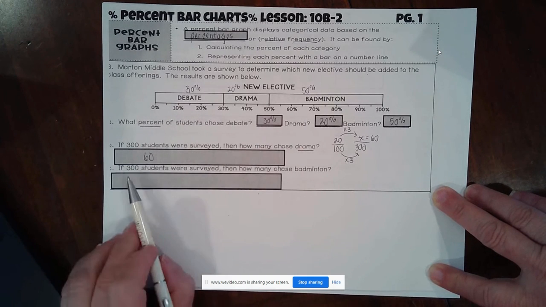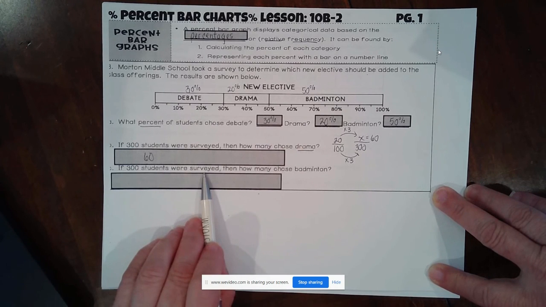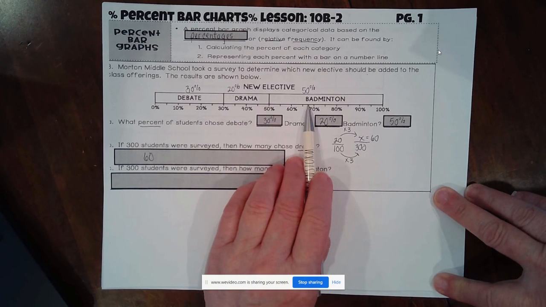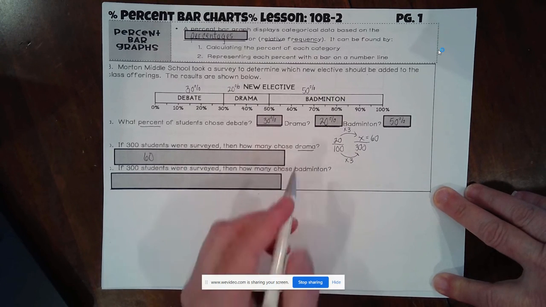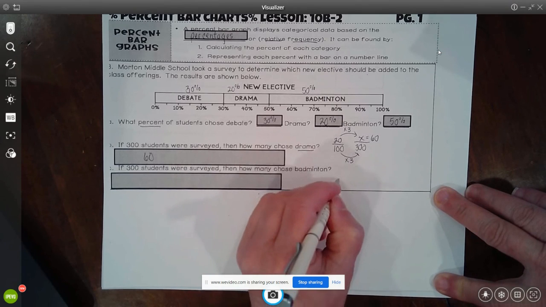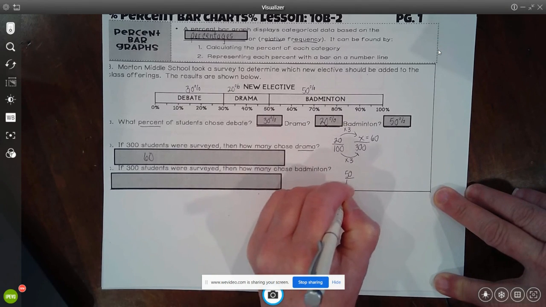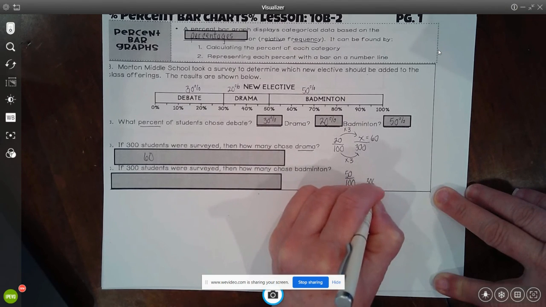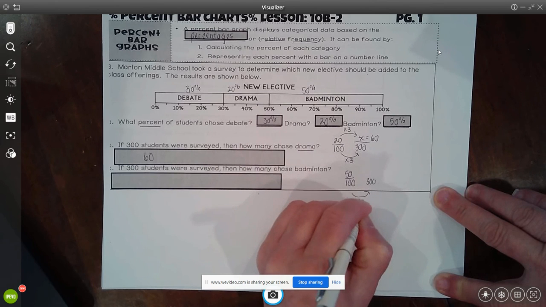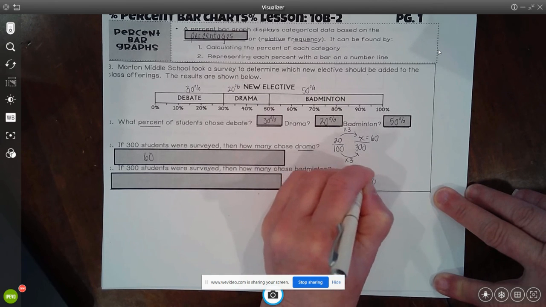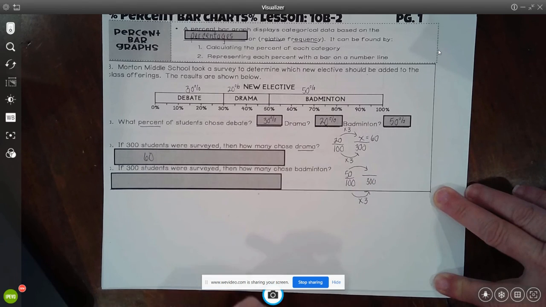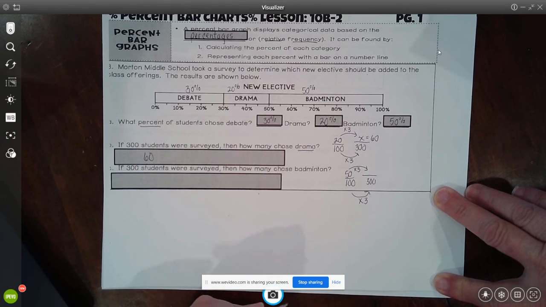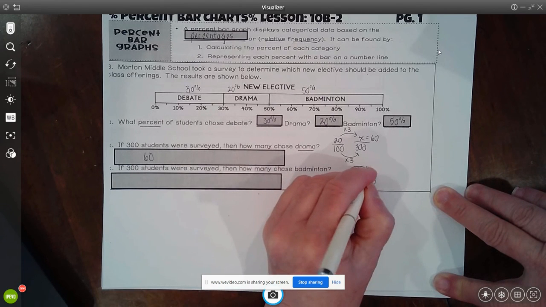The next one is, if 300 students were surveyed, then how many chose badminton? Well, badminton is pretty easy because it's 50% of 300. A lot of you can do that in your head, but I'm going to go ahead and write 50% over 100 and my 300 here. Again, my scale factor is multiplying by 3, which is also for the top. 50 times 3. If you need to do the math, you're welcome to. That would be 150 students.